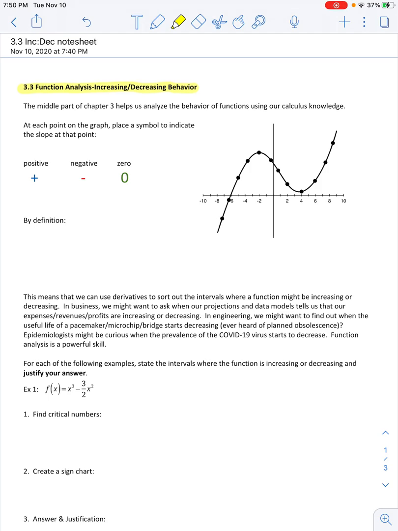So the middle part of chapter 3, like it says here, is all about analyzing functions based on what we know about calculus. At each point on this graph, we're going to start by trying to figure out where this graph is increasing, and we're going to think of it from the perspective of the slope at each point. So I want you to move along this graph. At each point, I want you to put a blue plus sign if the slope is positive at that point. I want you to put a red minus sign if the slope is negative at that point, and then a green 0 if the slope is 0 at that particular point.